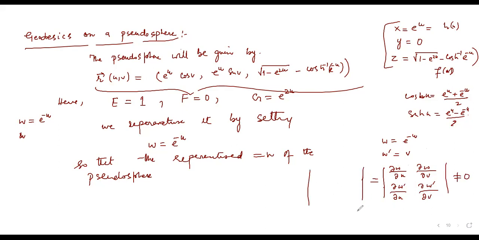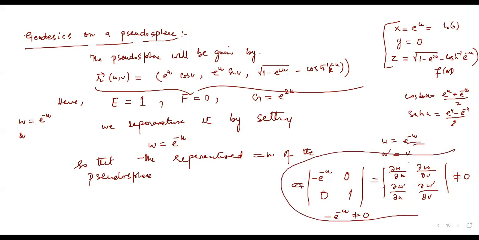इसको देखूं, इवैल्यूएट करूं, del w by del u होगा minus e raised to power minus u, और चूंकि ये खाली u पे डिपेंड करती है, so this would be 0. w dash by यहाँ आना चाहिए 0 और यहाँ आना चाहिए 1, तो अगर मैं इसका डिटर्मिनेंट निकालूं तो वो किसके बराबर होगा? That would be minus e raised to power minus u, जो कि कभी भी 0 नहीं होता, exponential is never 0, right? So therefore it is a valid reparameterization.